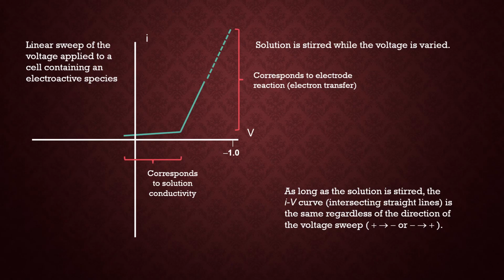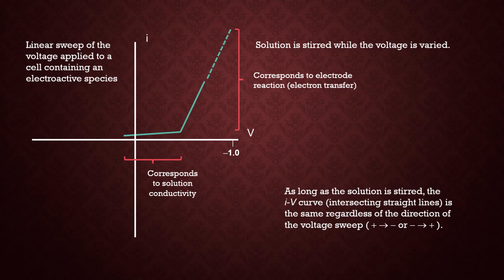Just as a review, in part 3, we looked at current voltage curves when applied to an electrolyte solution. And when there's an electroactive species present in that solution, there is electron transfer between the electrode and the material in solution. And so you get a discontinuity in the current voltage curve. So as indicated, there is a flattish part of the current voltage curve that corresponds to diffusional current of non-electroactive species in the solution. So this is analogous to conductivity measurements.